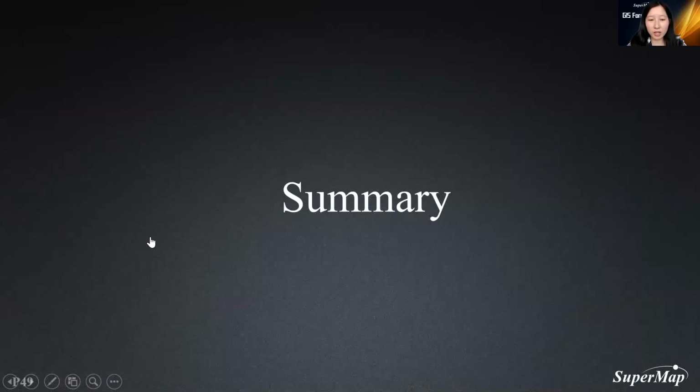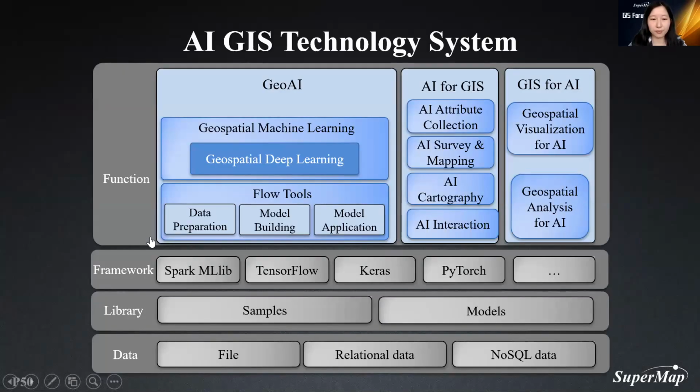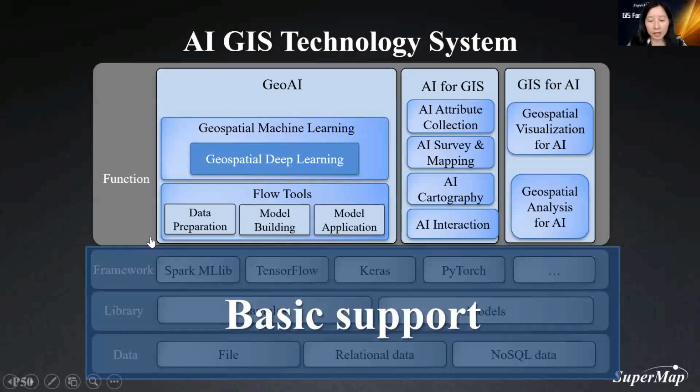Last but not least, we have a summary. This is the AI GIS Technology System of SuperMap. It includes data, library, framework, and function. Data, library, and framework belong to basic support and are introduced less due to time. And the core functions, which we spent a lot of time introducing, are Geo AI, AI for GIS, and GIS for AI.